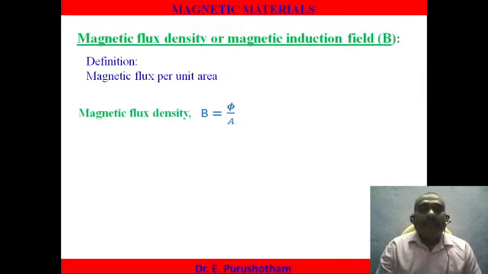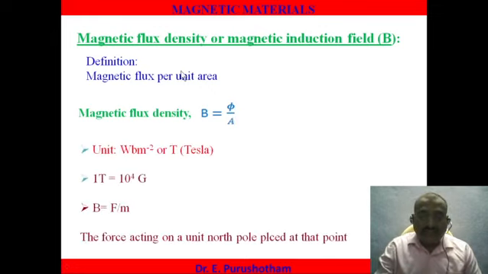Magnetic flux density is represented by B, and B is equal to phi by A, where phi is the magnetic flux and A is the area. Definition: the magnetic flux per unit area is called magnetic flux density. The unit is Weber per meter square, called Tesla after the scientist.